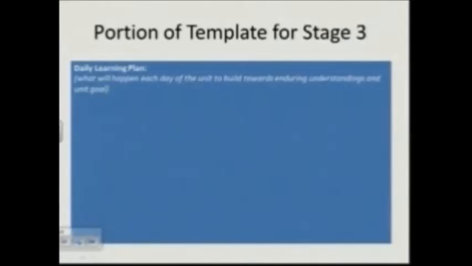As you'll look, this portion of the template can be your daily lesson plans that you've now embedded into a unit plan. But it's truly aligning back to what's happened in stage 1, the desired results, and the stage 2 assessment, building so that kids can be successful on the performance tasks or other types of assessment you have in place.